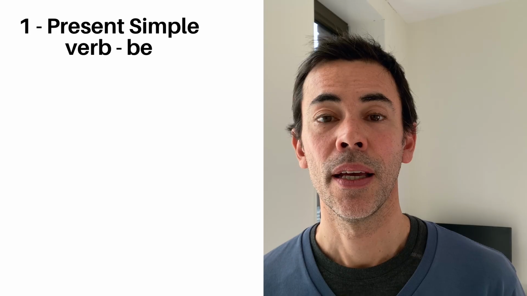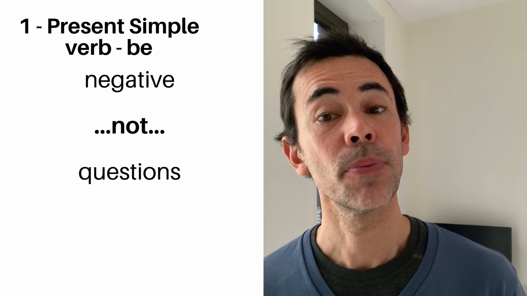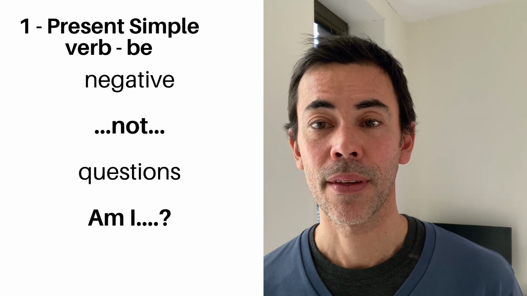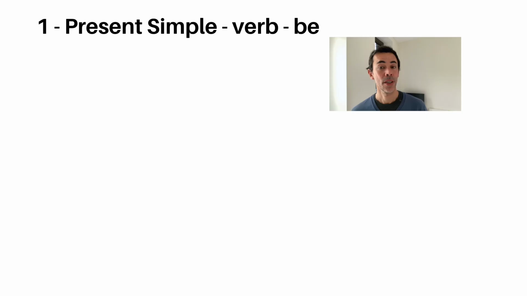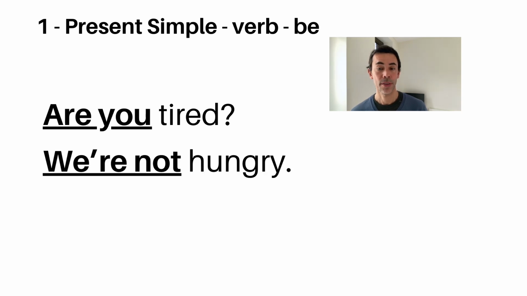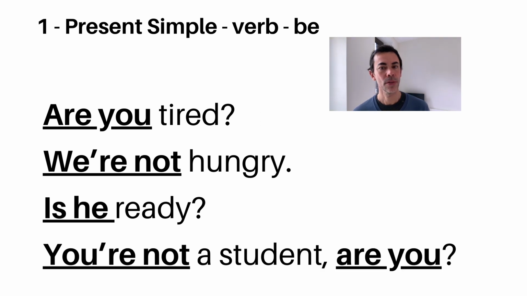The exception to this structure is the verb to be. The verb to be is irregular and forms negatives and questions in a slightly different way. To make negatives in the verb to be, we add not. And to make questions, we invert the subject and the verb. Here are a few examples. Are you tired? We're not hungry. Is he ready? You're not a student, are you?